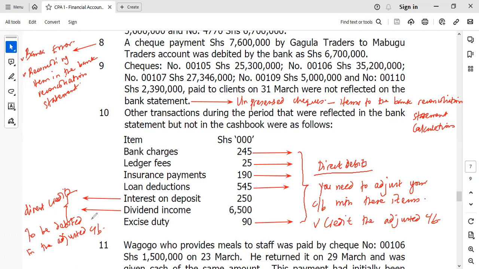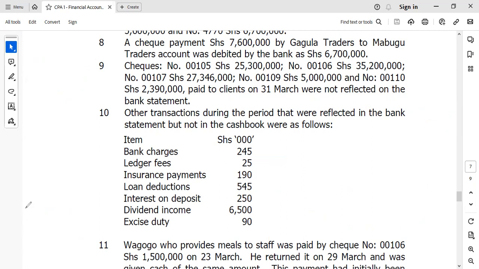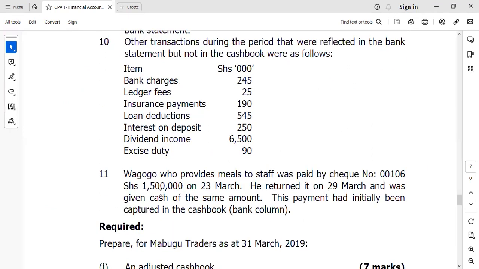To be debited in the adjusted cash book. Okay, that's what we have. Then the last note, that is note 11. We have been told, according to note 11, that Wagogo, who provides meals to staff, was paid by check of shillings 1.5 million on 23rd March. He returned it on 29th March and was given cash instead of the same amount. This payment had initially been captured in the cash book bank column.